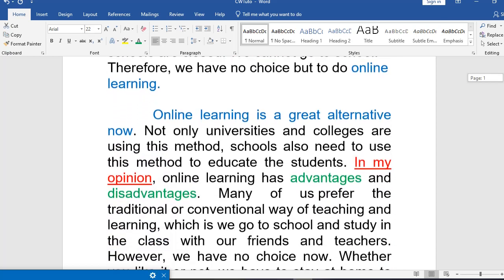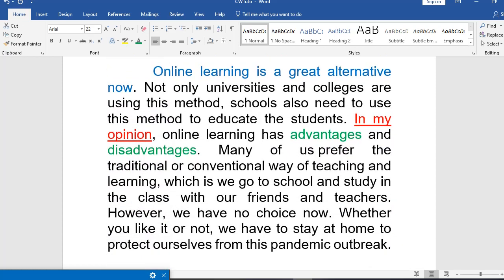Body 1. Online learning is a great alternative now. Not only universities and colleges are using this method, schools also need to use this method to educate the students. So what is your opinion? Online learning has advantages and disadvantages. Many of us prefer the traditional or conventional way of teaching and learning, which is going to school. But whether you like it or not, you have to stay at home to protect yourself from the pandemic outbreak.